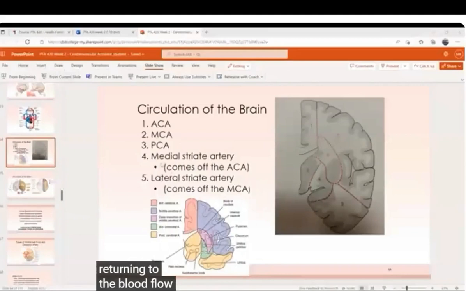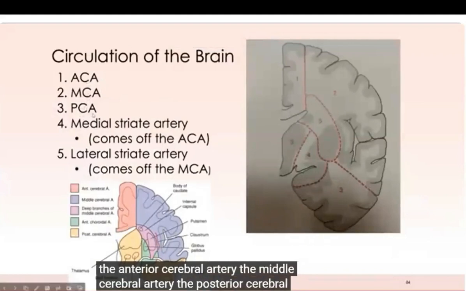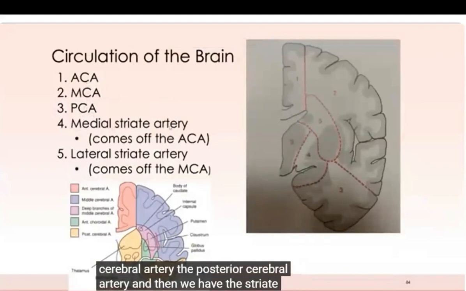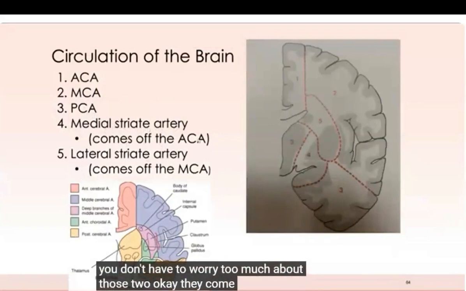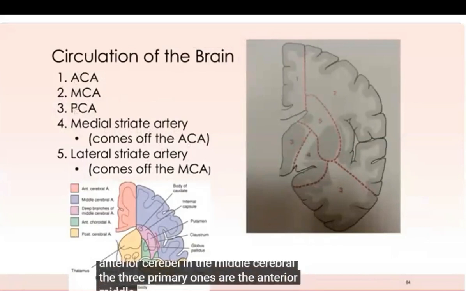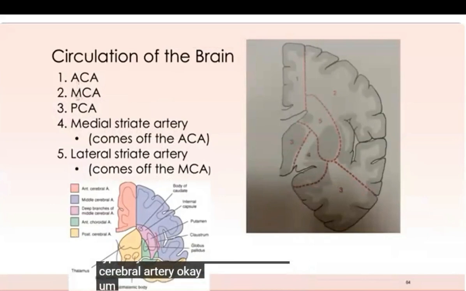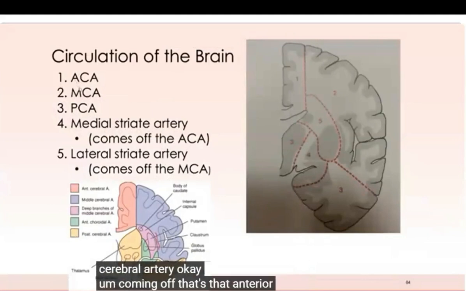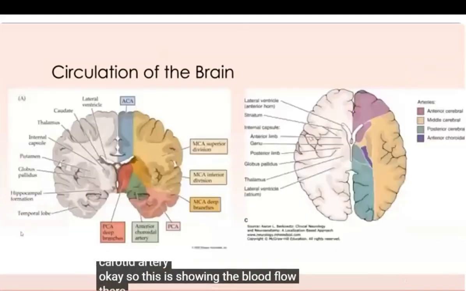Okay, returning to the blood flow to the brain. We have the anterior cerebral artery, the middle cerebral artery, the posterior cerebral artery, and then we have the striate arteries. You don't have to worry too much about those two, okay? They come off the anterior cerebral and the middle cerebral. The three primary ones are the anterior, middle, posterior. Most common strokes typically occur in the anterior or middle cerebral artery, coming off that carotid artery, okay? So this is showing the blood flow there.